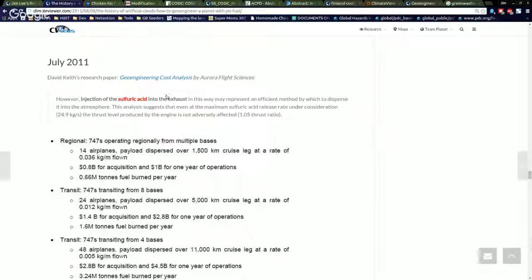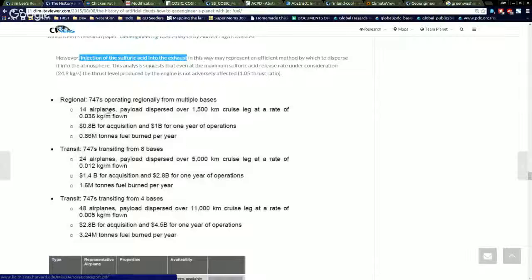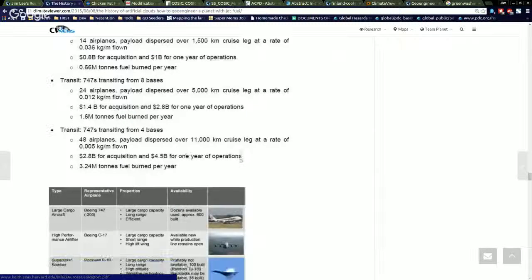We're up to 2011 now. However, this is, quote, David, injection of sulfuric acid into the exhaust. I mean, come on, people. Injection of sulfuric acid into the exhaust. How do you do it? You put sulfur in the jet fuel. And then he talks about how much all that will cost.